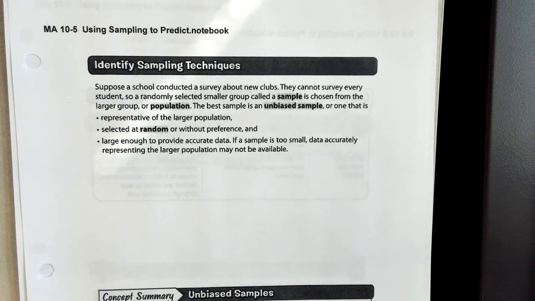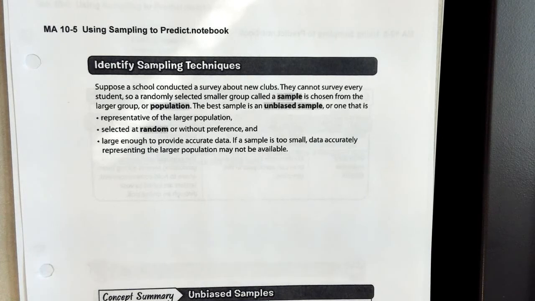Lesson 5 in Chapter 10 is all about sampling. It says, suppose a school conducted a survey about new clubs. They cannot survey every student, so a randomly selected smaller group called a sample is chosen from the larger group or population. So today, when we're finding information by surveying people, if the population is too big or too hard to survey all of them, we'll use a sample of that population.